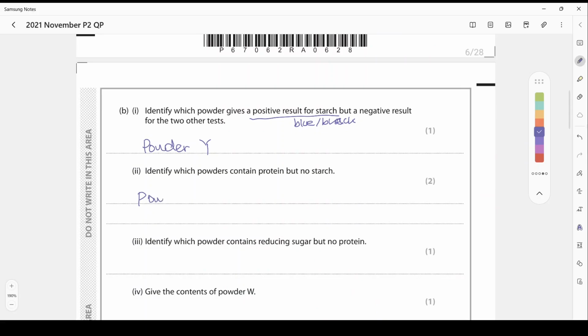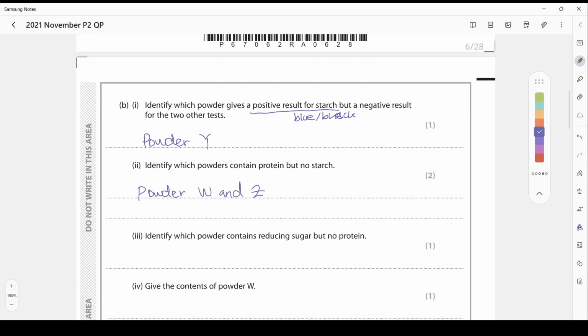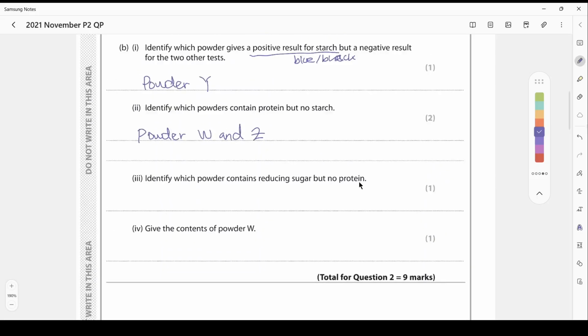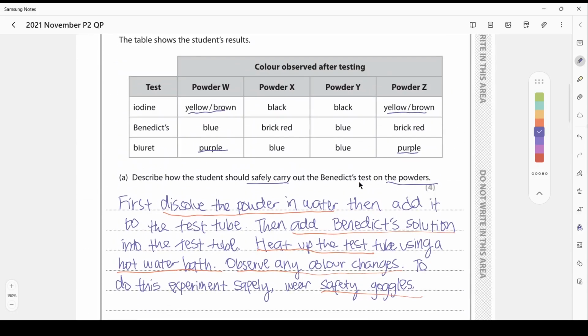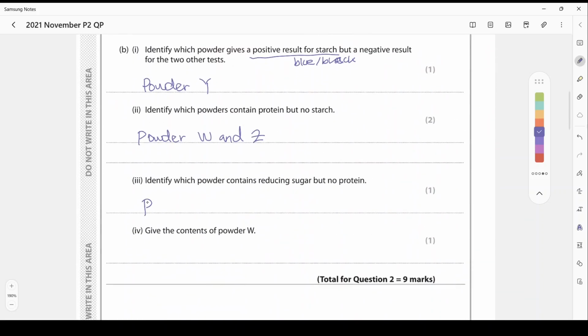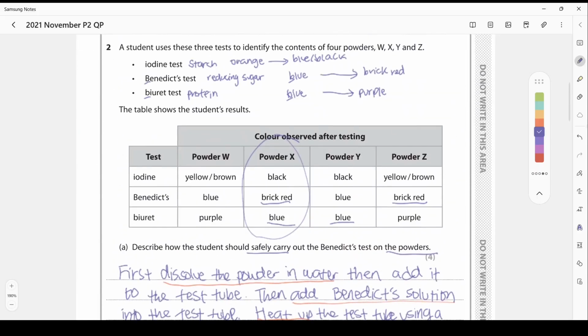So powder W and Z. Okay. Part 3, identify which powder contains reducing sugar but no protein. So let's scroll back up. Sugars, let me just remove the annotations here. So sugars but no protein, so the only ones with sugars are these two. No protein, this will be blue, so this would be powder X.